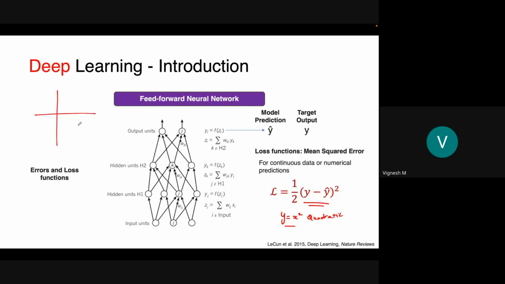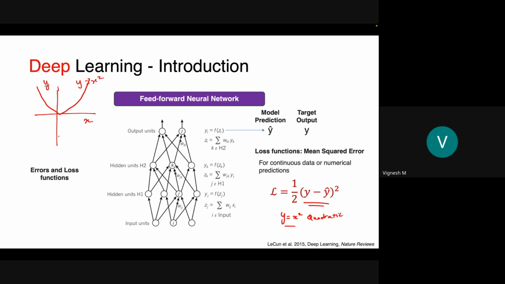So if I plot x and y, and I plot y equals x square, what do I see? I see something like that. Sorry about that, it should be at 0. But anyways, you get my point.